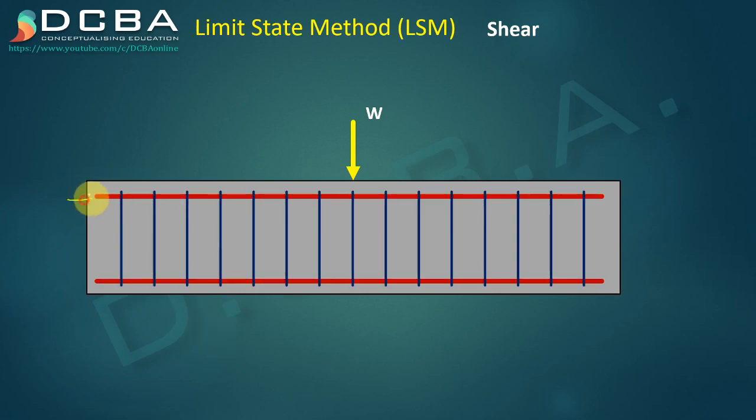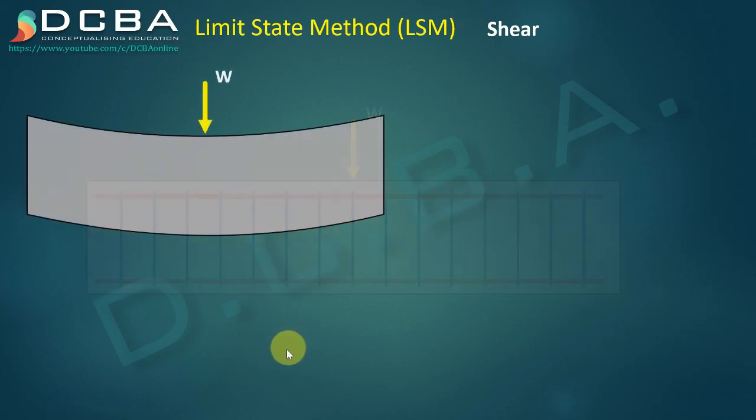These are your tension reinforcements. This bottom one is the tension one, the top is the compression one, and these vertical ones that you see are called shear reinforcement, or what we have been studying till now, we call them stirrups. So in this chapter of shear, we'll be studying how to design those stirrups, or how to check what reinforcement we need to provide for them.